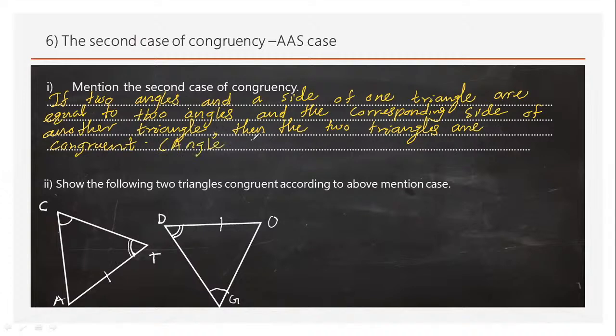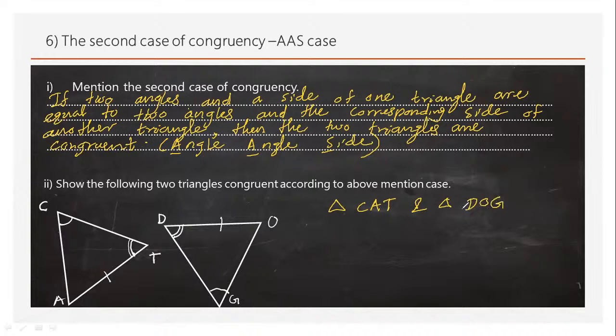Angle, side. Two angles and one side. Show the following two triangles congruent according to the above mentioned case. Look at this triangle CAT. We want to show that. And triangle DOG.